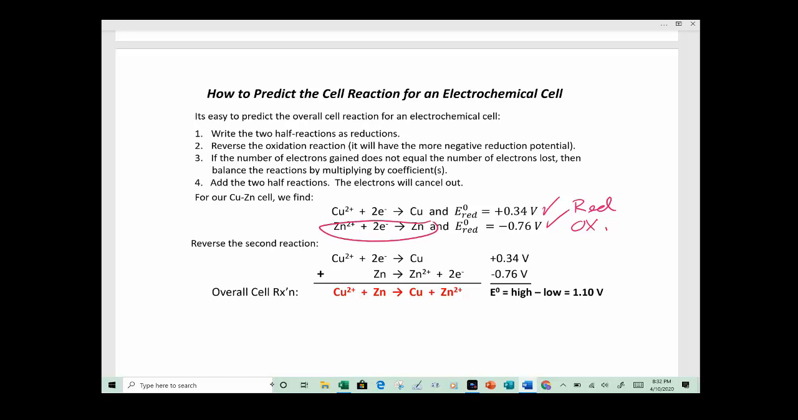So before we add these two reactions together, we reverse the second reaction. So here's our first one written as reduction, and there's our second one written as an oxidation. Now we add the two. Copper ion plus zinc goes to copper plus zinc ion. 2 electrons gained, 2 electrons lost. The electrons cancel, and the total cell voltage then is 0.34 minus a minus 0.76. I didn't change this to an oxidation potential. I kept these as reduction potentials, and I just took the high minus the low to get 1.1 volts.